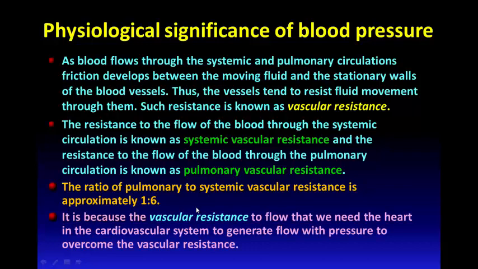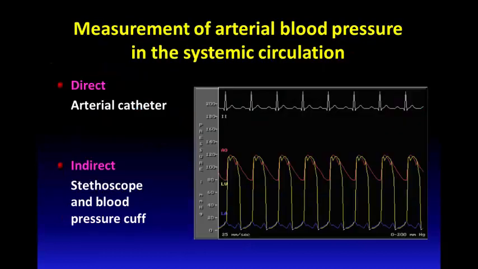It is because of the resistance which the blood meets as it flows through the blood vessels that we need the heart and the cardiovascular system in order to generate pressure, and with this pressure the resistance is overcome and blood flows along the blood vessels.